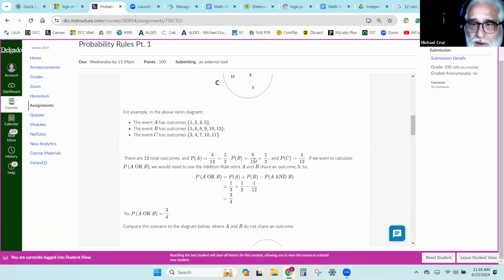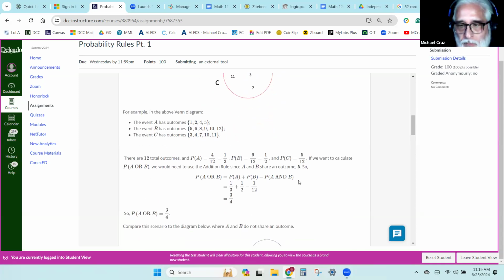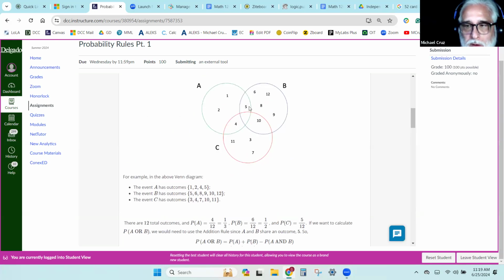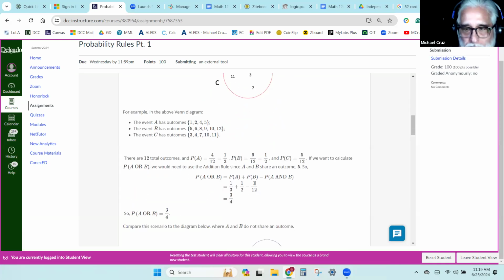So if we want to find the probability of A or B, in other words, these two circles, the green and the blue, forget about the red, then we're going to put the probability of A plus the probability of B minus the probability of A and B, which is just 1. So that's 1 out of 12.